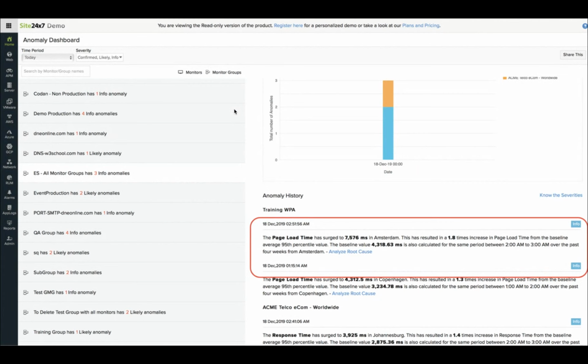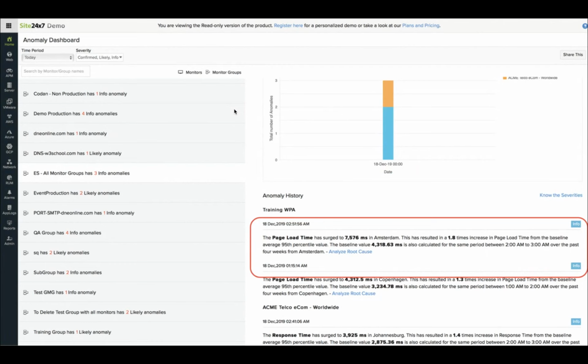The page load time has surged to 7.5K milliseconds in Amsterdam. This has resulted in a 1.8 times increase in page load from the baseline average 95th percentile value. The baseline value is so and so, and is calculated for the same period between 2 and 3 a.m. over the past 4 weeks.